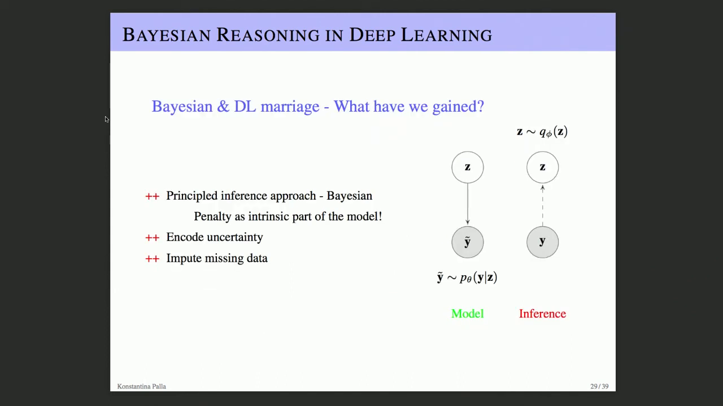All right, what did I manage to do now? I managed to have a principled inference approach inside the really capable framework of deep learning, of deep neural networks. And the penalty, or the regularization if you want, is an intrinsic part of the model. I encode uncertainty and can also impute missing data.